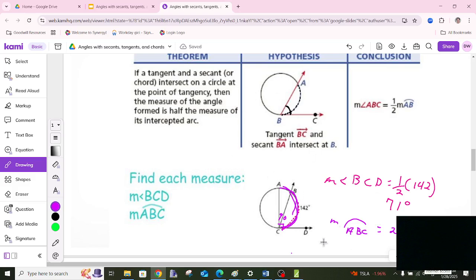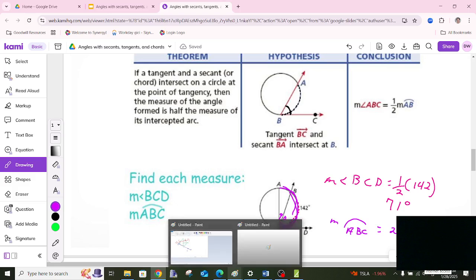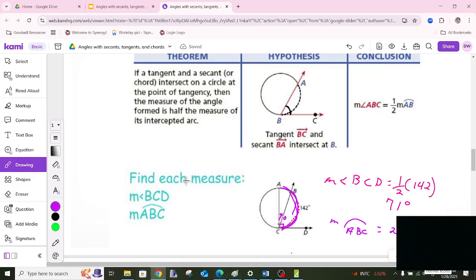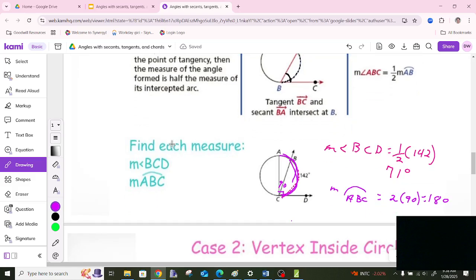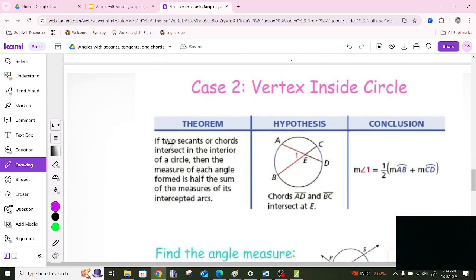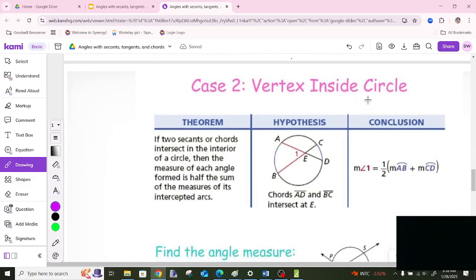So these are very similar to inscribed angles and central angles when it's not. The inscribed angle is just half the arc it intercepts. Are we good on that, or do I have to explain that better? You good? Okay.